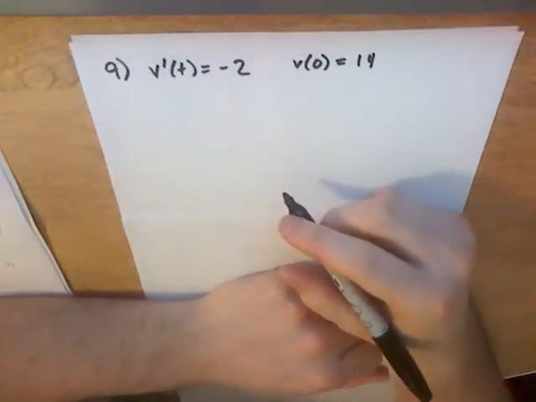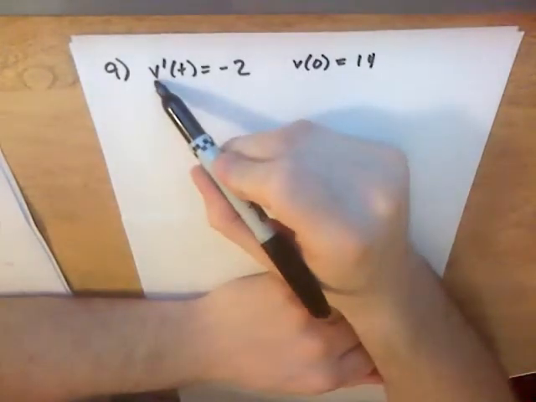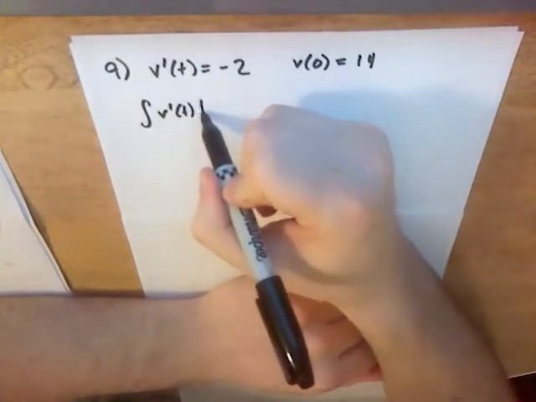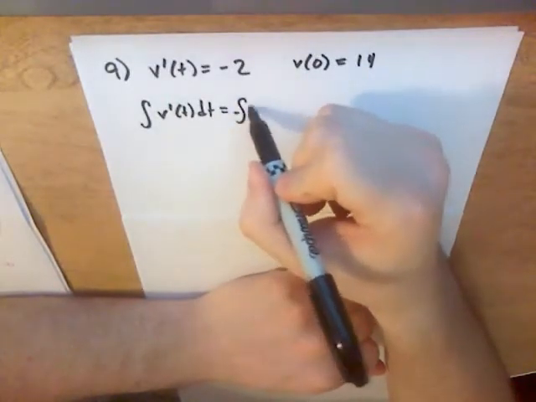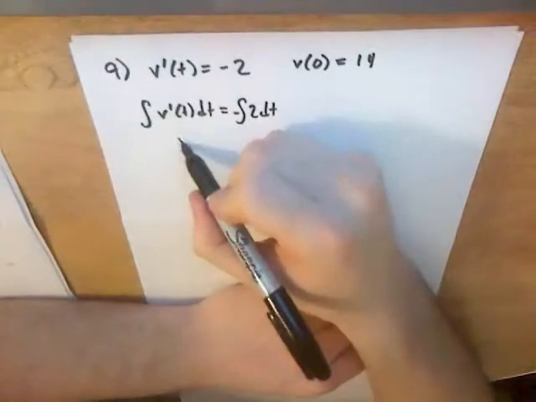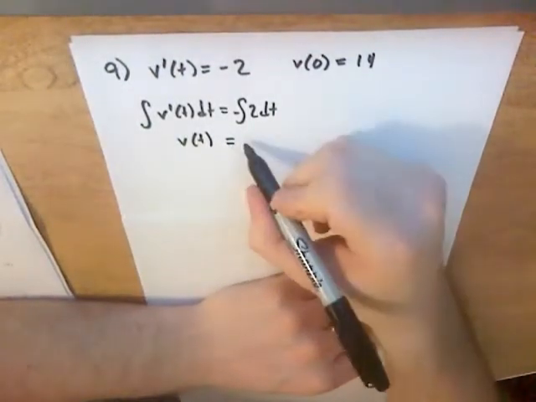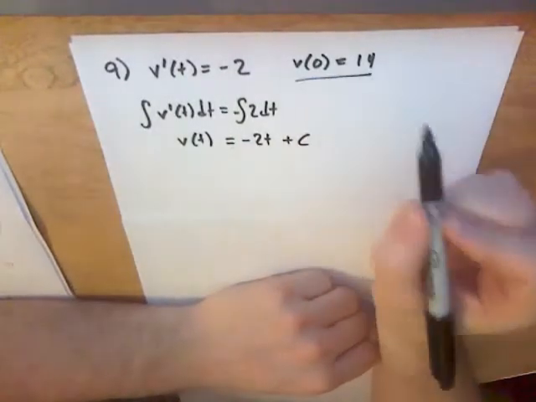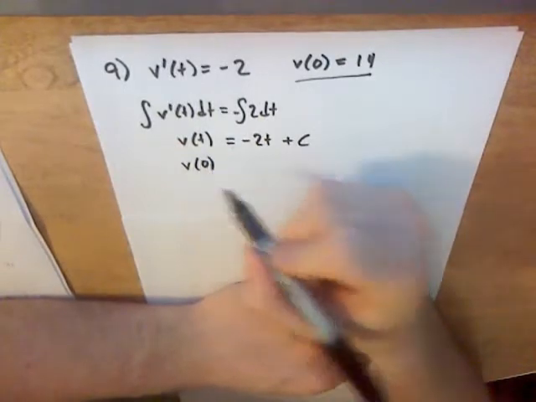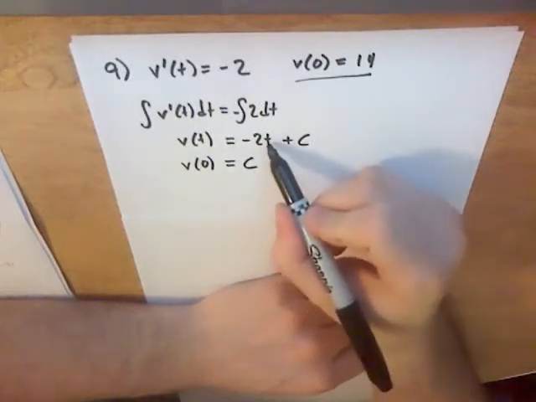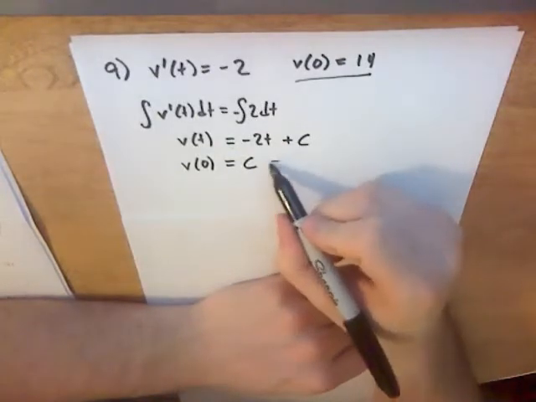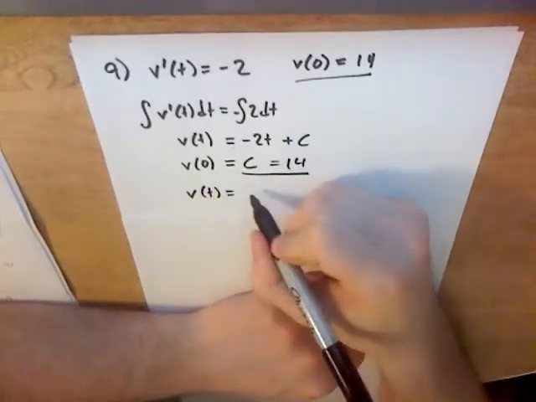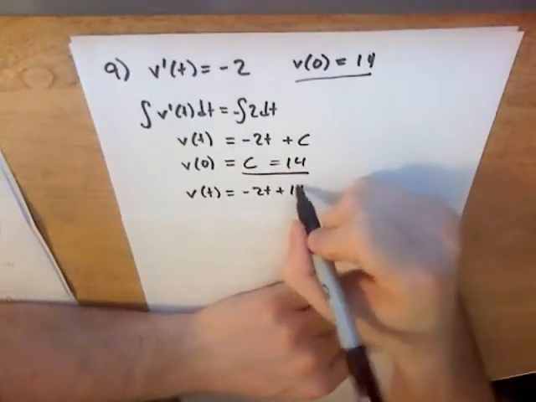So we use the antiderivative here. V prime is with respect to t, so let's take the antiderivative with respect to t on both sides. And what we get is v of t on this side, and on the other side we have negative 2t plus some constant. Now we can use our initial value to find out what that constant is. We just plug in 0, and what we get is c, because negative 2t gets killed, and this is equal to 14. So our c is equal to 14, which gives us the full expression for v of t: negative 2t plus 14.